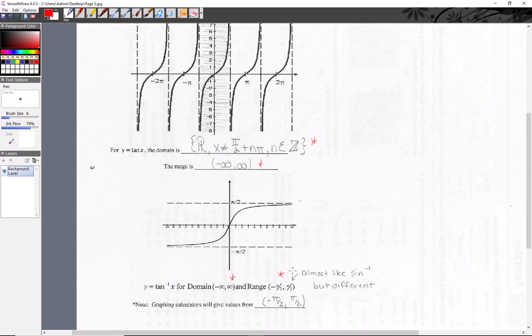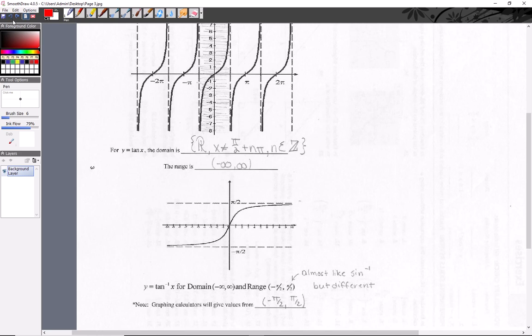And you will have to change this domain once you get it into range to only be from negative pi over 2 to pi over 2. So it's almost like sine inverse, but we're not including these two end values, all right? Graphing calculators will give us from negative pi over 2 to pi over 2, and it's very seldom that you have anything that would fall on the asymptote. I don't think I've ever seen it, right? So go ahead and copy down anything that you need, and I hope that that's enough explanation.